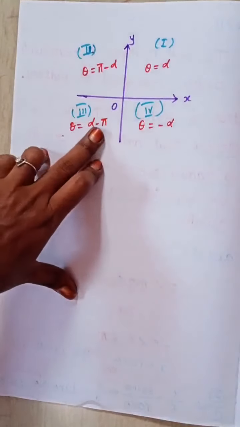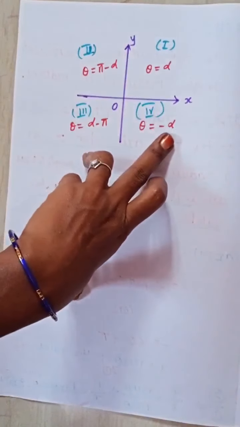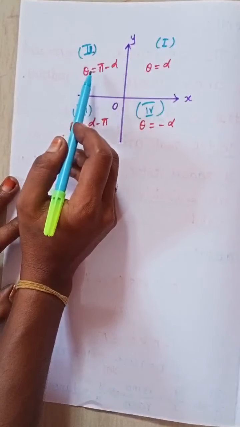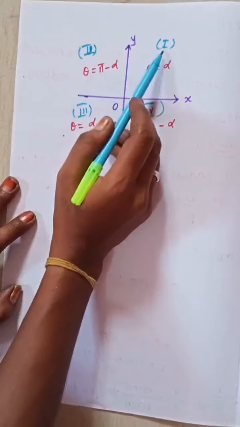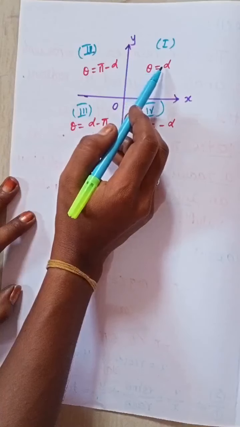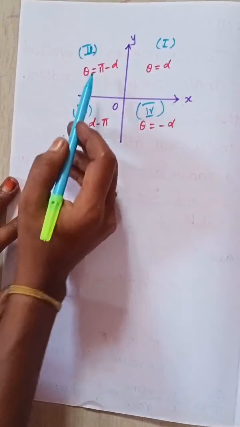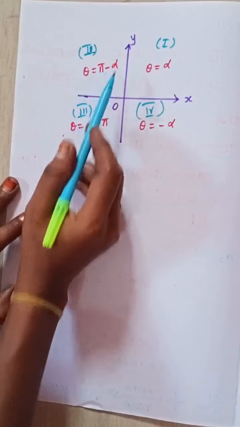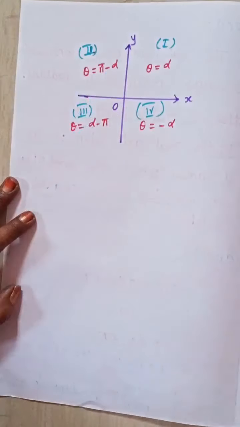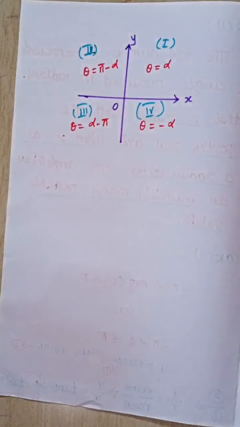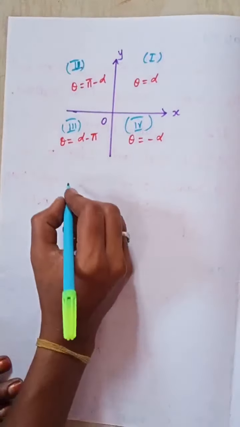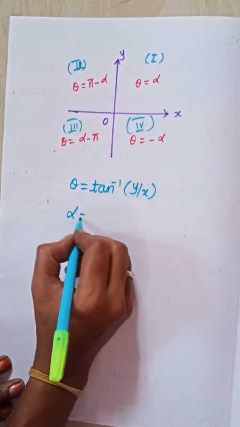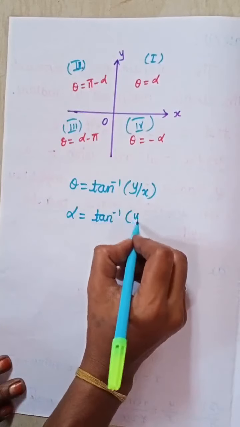Similarly, for the third and fourth quadrants, we multiply the first and second quadrant values by minus. The first quadrant multiplied by minus gives theta equal to minus alpha, which is in the fourth quadrant. Here theta equals pi minus alpha, so multiplying by minus gives minus pi plus alpha, which lies in the third quadrant. Now we know that theta equals tan inverse of y by x, or we can say alpha equals tan inverse of y by x.